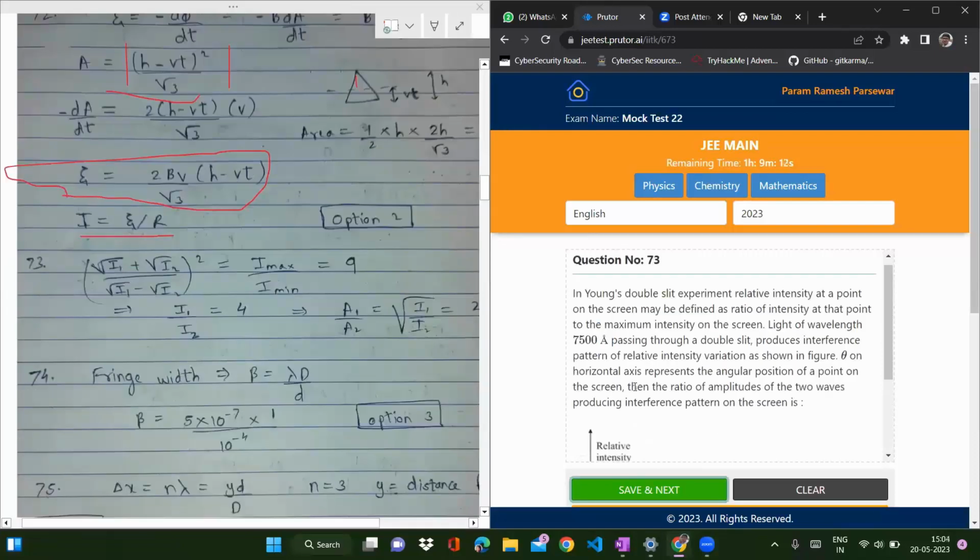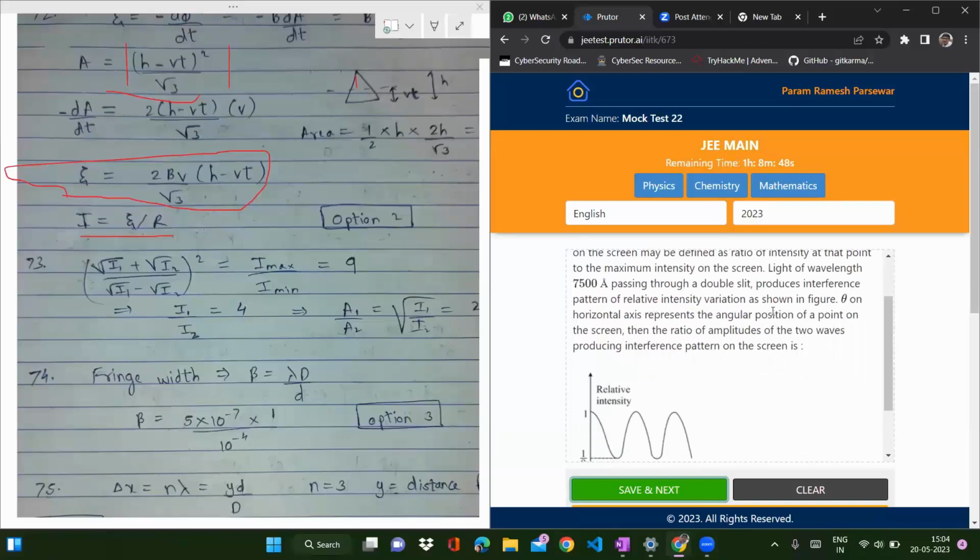Question number 73. In Young's double slit experiment, relative intensity at a point on the screen may be defined as the ratio of the intensity at that point to the maximum intensity on the screen. Light of wavelength 7500 angstrom passing through a double slit produces an interference pattern of relative intensity variation as shown in the figure. The horizontal axis represents the angular position of a point on the screen. Then the ratio of the amplitudes of the two waves producing the interference pattern on the screen is.